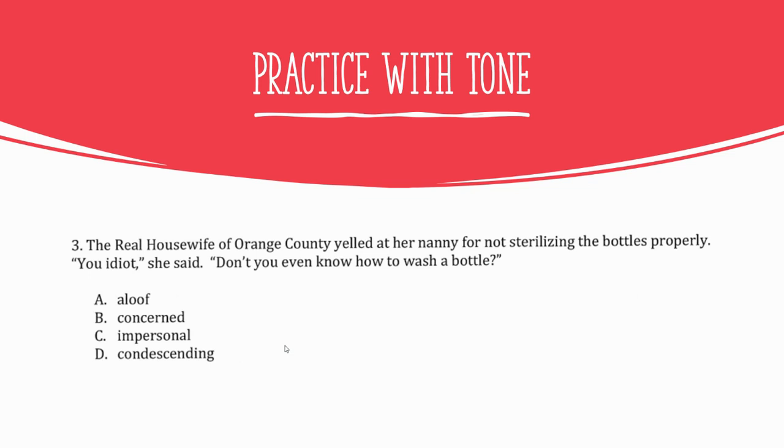So the first thing I notice is it's a real housewife of Orange County. So I think back to the show, and they usually have a lot of money, and they're kind of paid for their drama. Since she shouted, "You idiot," to someone, it doesn't seem like she has a lot of respect for them. So I don't think she's aloof and not worried about something. I don't think it was impersonal because she kind of came at that person. So I'm thinking concerned and condescending, but condescending is probably the best word because she's saying that they're an idiot and that they don't know how to wash a bottle.